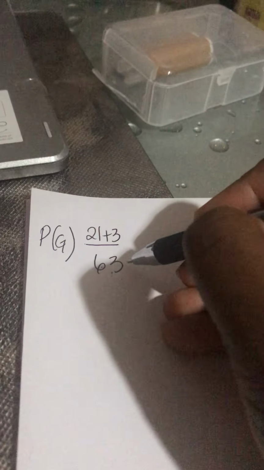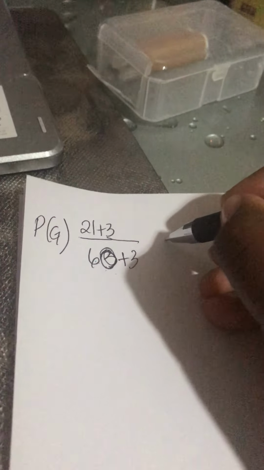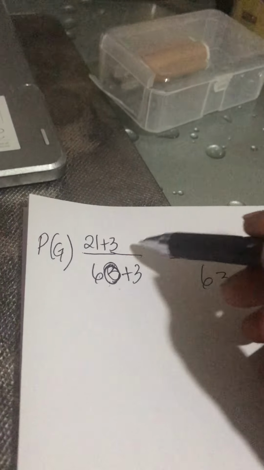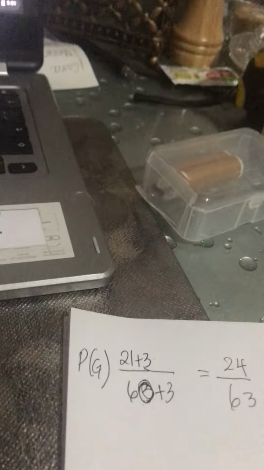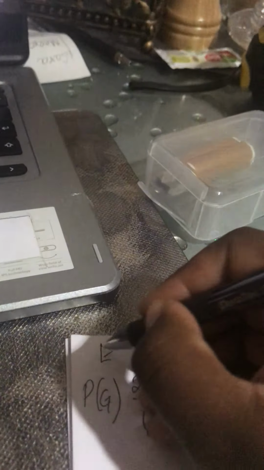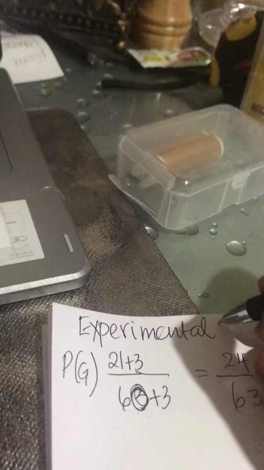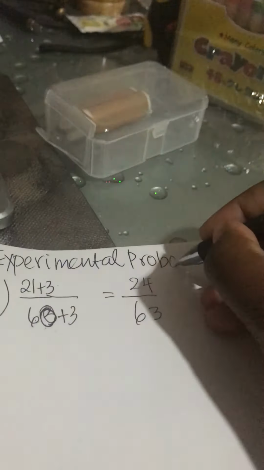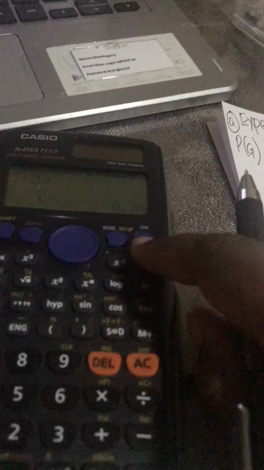It was 60. We did 3 more experiments. So now we have 63 experiments. And every time I spun, I landed on green. So green increased by 3. So that was 24. Okay? The question is asking us, find the experimental probability. So we are doing the experimental probability. I am answering example A. Probability. And then now you simplify this.